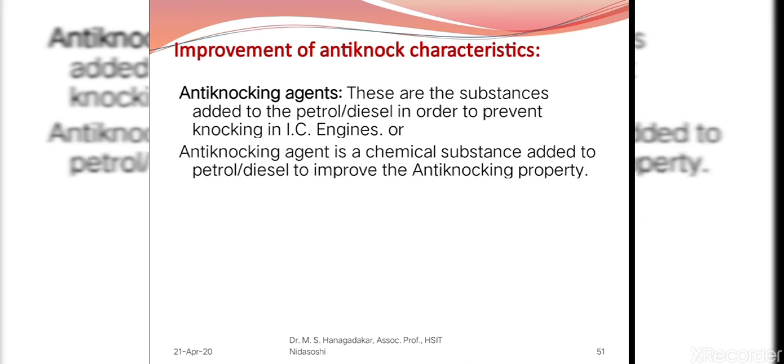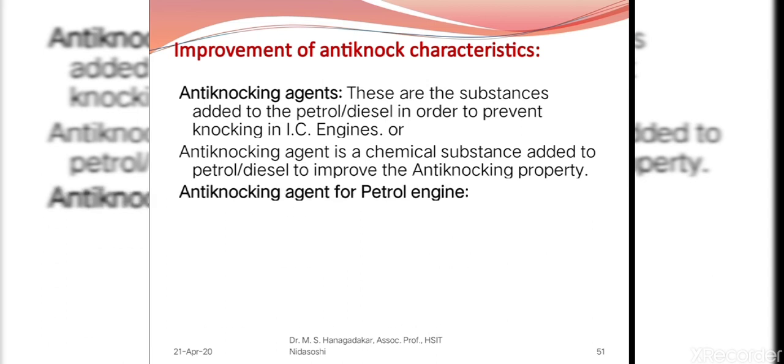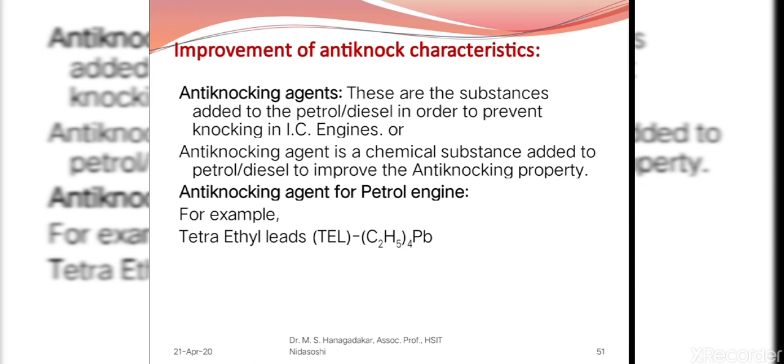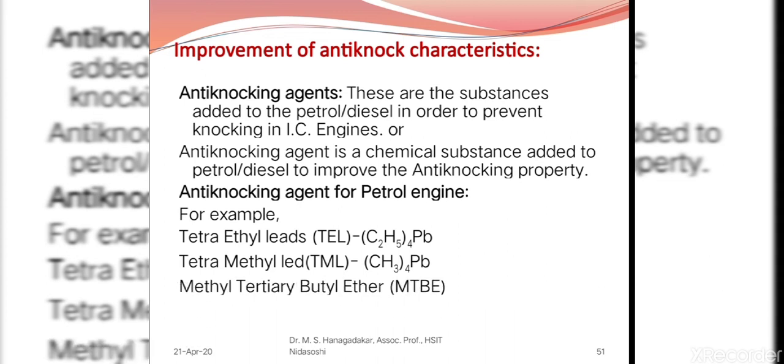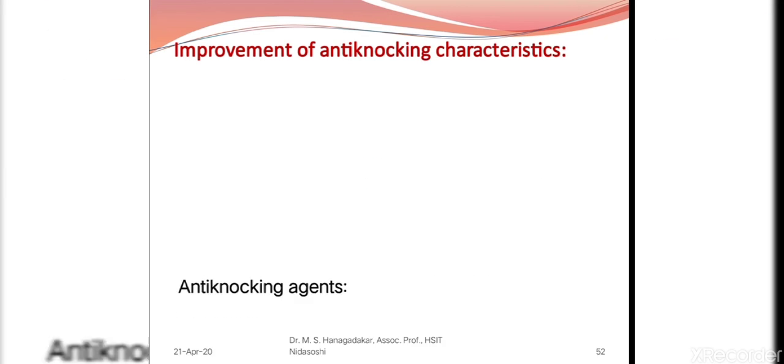Or, anti-knocking agent is a chemical substance that is added to the petrol or diesel to improve the anti-knocking property. So anti-knocking agents for the petrol engine, for example, tetraethyl lead. In short form, you can write it as TEL, and its formula is (C2H5)4Pb. Tetramethyl lead. In short form, we can write it as TML. Its formula is (CH3)4Pb. Whereas mixed ethyl methyl lead, and methyl tertiary butyl ether, are more examples of anti-knocking agents.